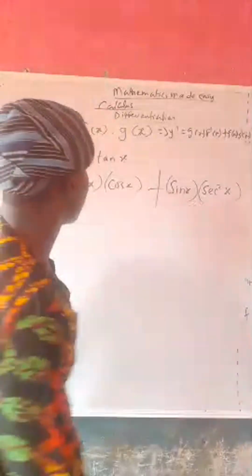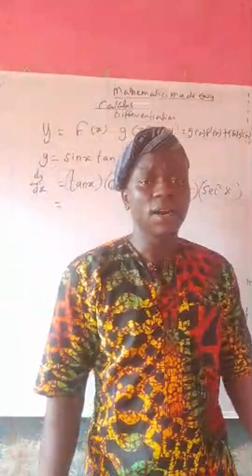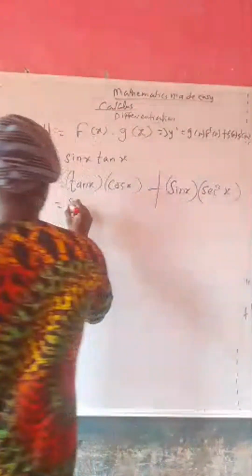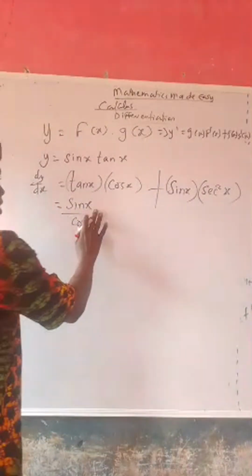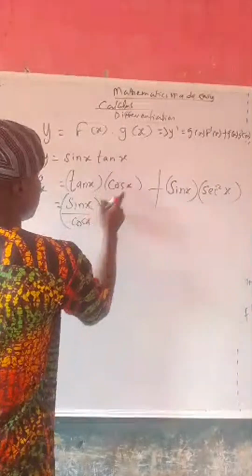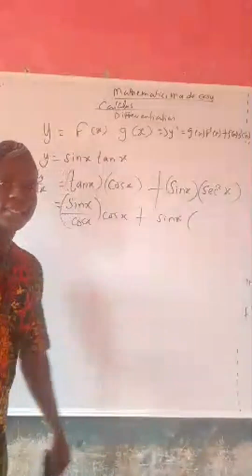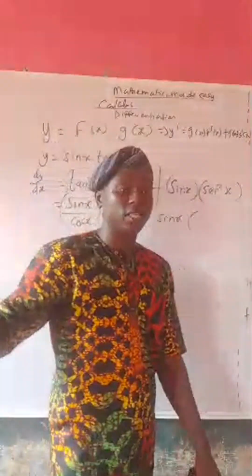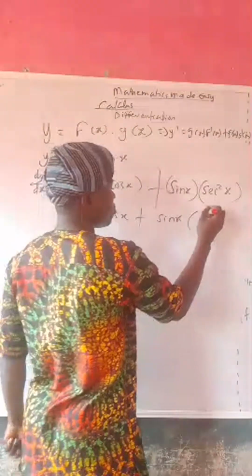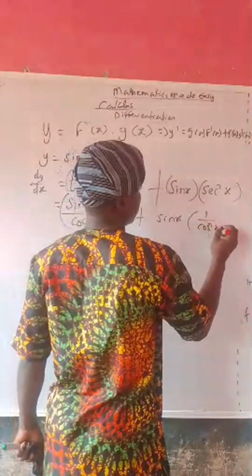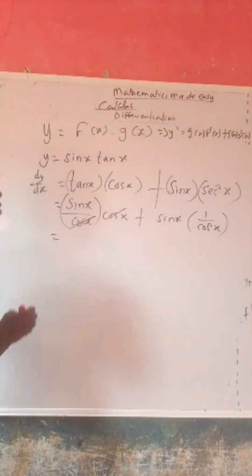Isn't it beautiful? So this will now be equal to, now, remember, we can still simplify this further. Remember that tan x is equal to sine x over cos x. So that is, tan x is sine x over cos x, then multiplied by cos x, plus sine x multiplied by sec squared x, that is 1 over cos squared x, because sec x is 1 over cos x. Are we together? So sec squared x will be 1 over cos squared x. Okay? So therefore, cos x will cancel out cos x right here.